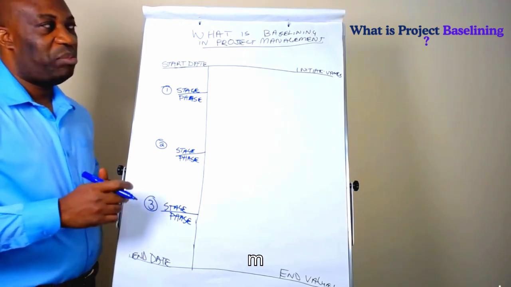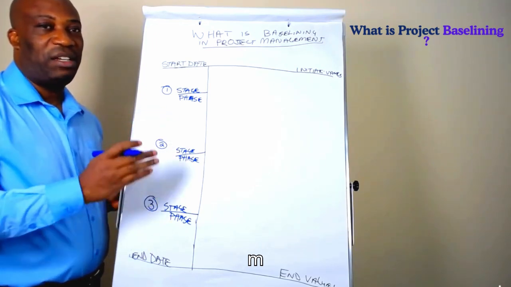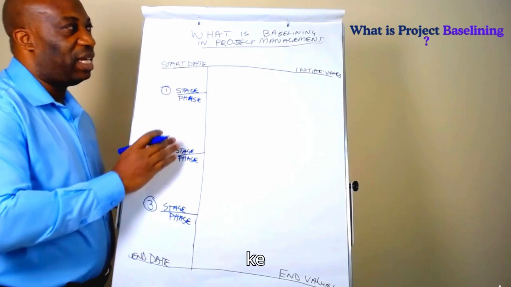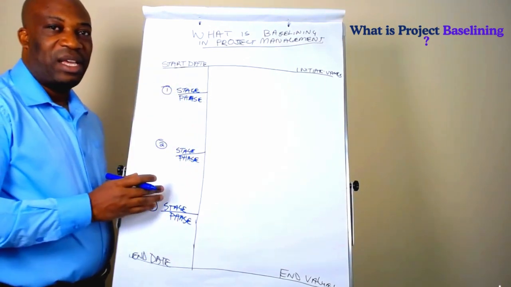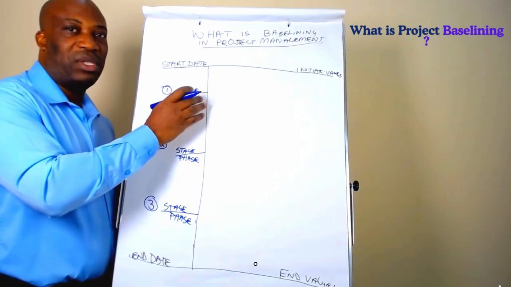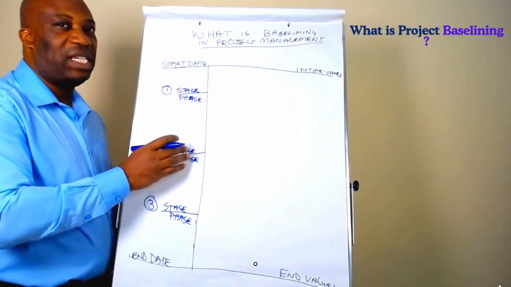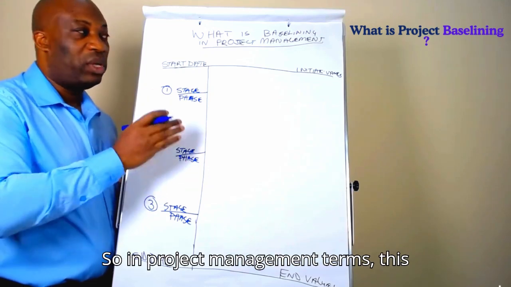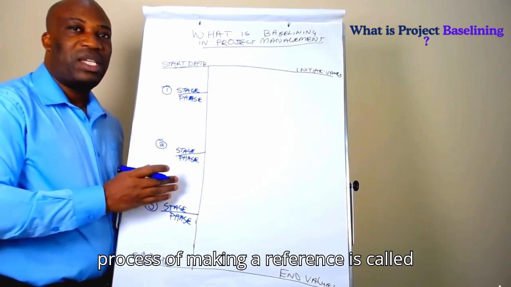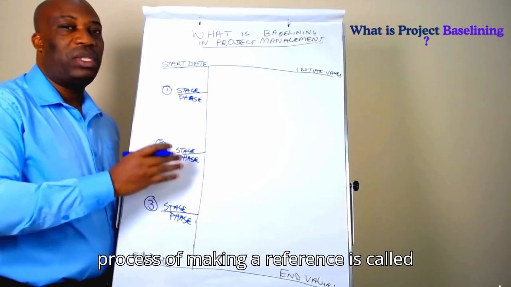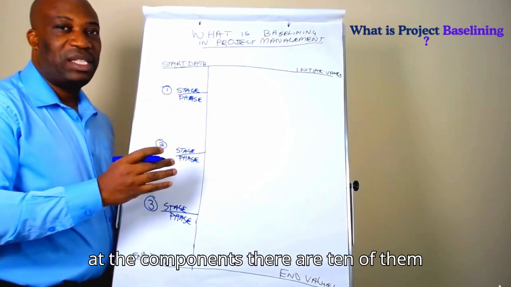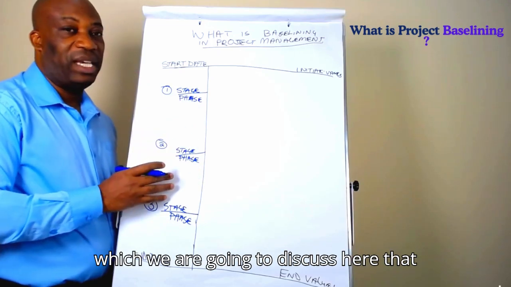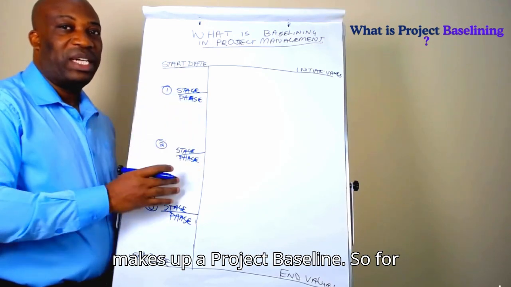There are certain parameters or components that you have to consider when you're baselining a project. So what do you mean by baselining? You want to create a reference where you can make comparisons. It could be cost, it could be budget, but you want to make a reference. In project management terms, this process of making a reference is called project baselining. So let us look at the components. There are 10 of them which we are going to discuss here that make up a project baseline.